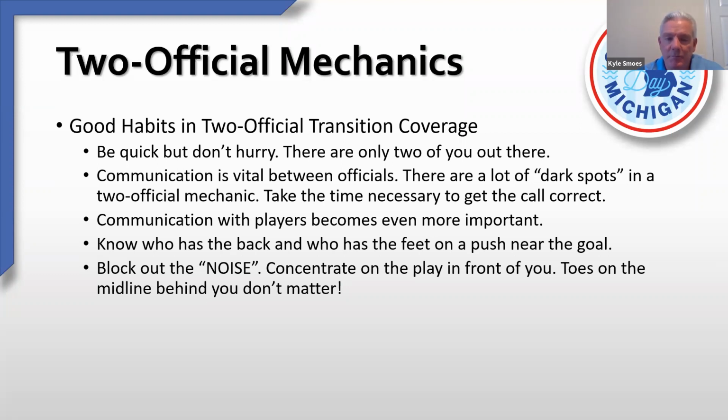Understand too, and it's tough because every official wants to be perfect. I mean, we're usually our own worst critics, our own harshest critics. Understand in a two-man in the game of lacrosse, there's a lot of dark spots out there. There are a lot of spots on the field in certain situations that if you said, who has that? The honest answer, no one, because you can't see it. Like I said, once again, you've got 20 players out there and you've got 2 guys watching them. And just understand that that is a difficult mechanic to work, especially a high school lacrosse game in. Very difficult.